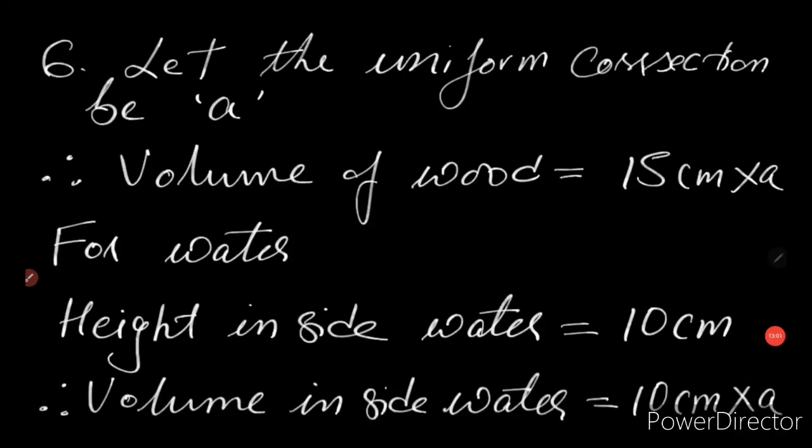Coming to the solution of number 6, here let the uniform cross sectional area be A, so the volume of the wood will be equal to 15 centimeter, that's the total height of the wooden block, multiplied by the area.